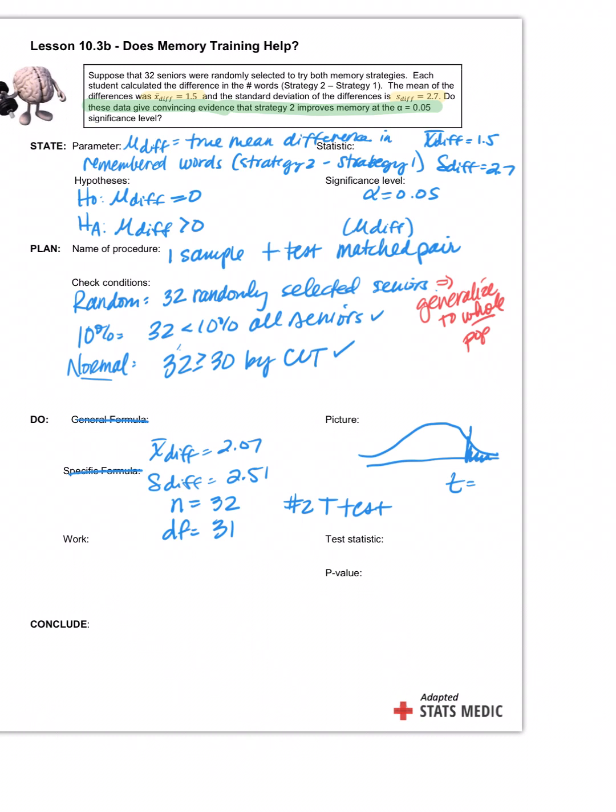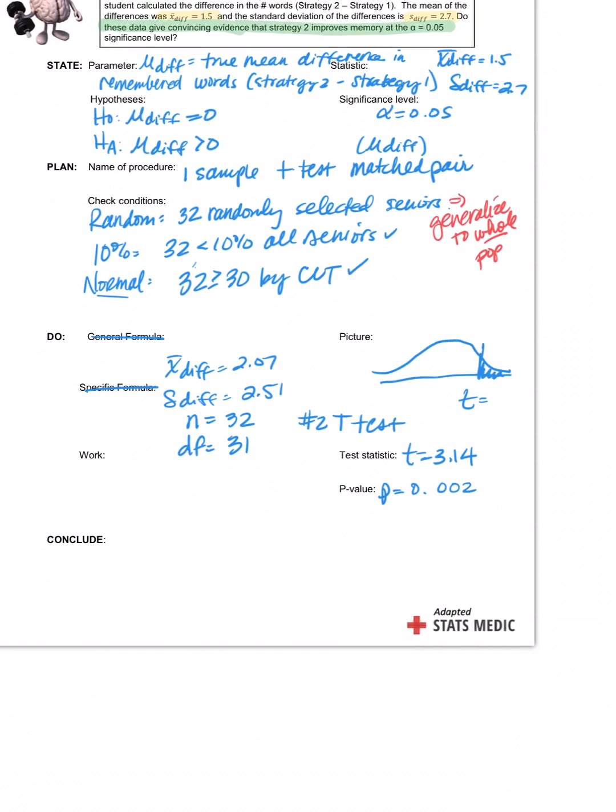What'd y'all get for T? 3.14? Mm-hmm. Makes sense. It's positive, right? P-value? O2? Okay. O2. Oh, that's my problem here. I see it now. Still not right. Okay. Oh, I got that. All right, now, conclusion.